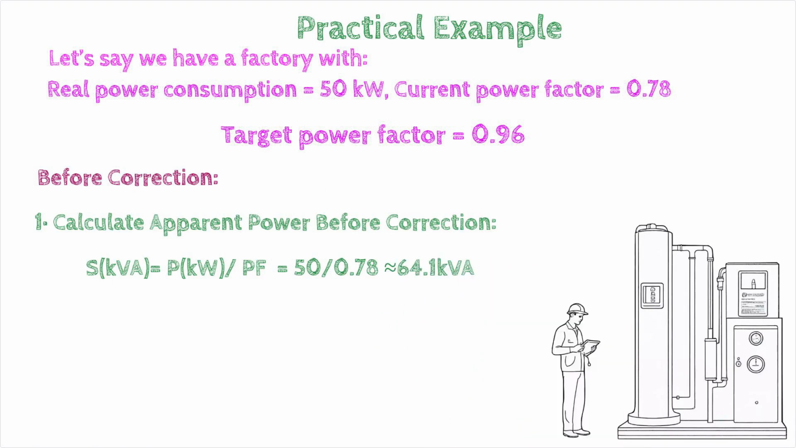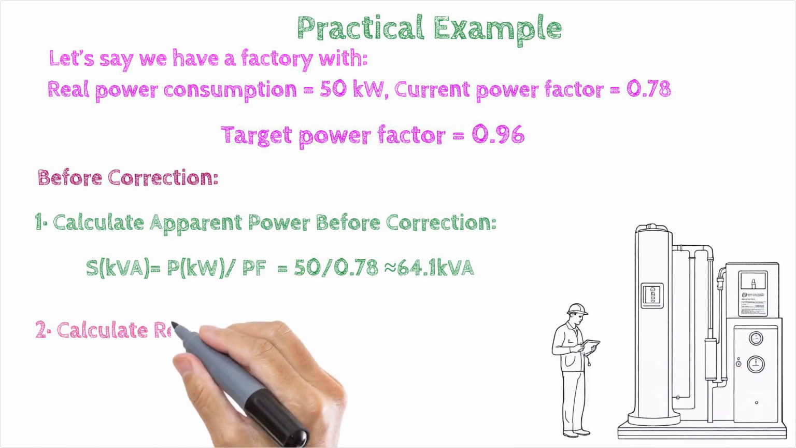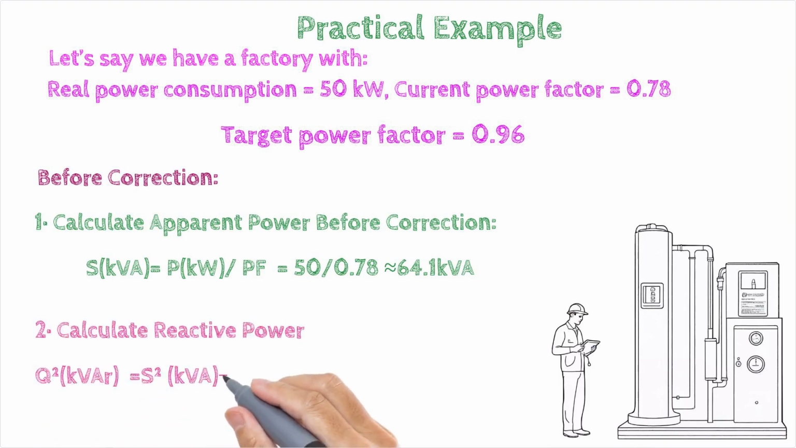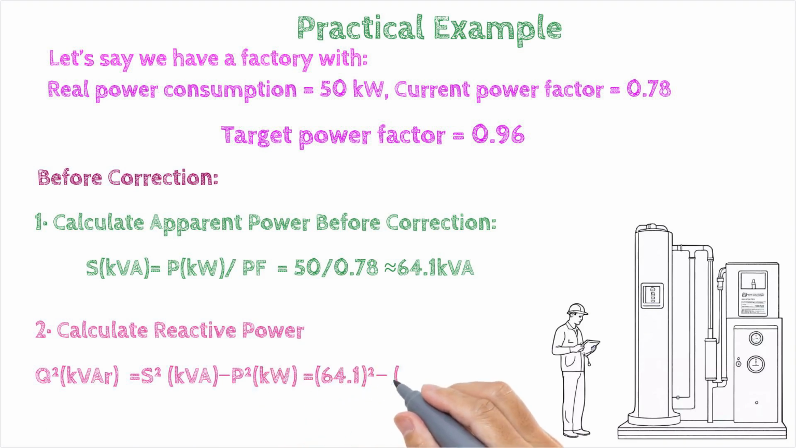Step 2, calculate reactive power before correction. Reactive power is calculated using the power triangle formula. Reactive power, old, equals the square root of apparent power squared minus real power squared. Reactive power, old, equals the square root of 64.1 squared minus 50 squared, approximately 40.1 kilovolt amperes reactive.